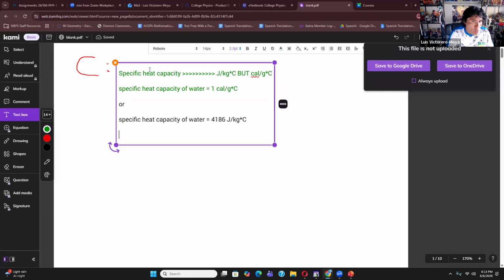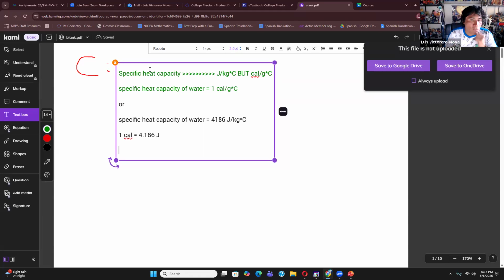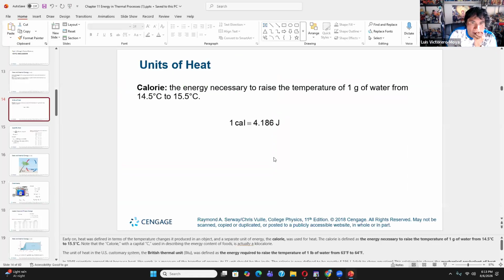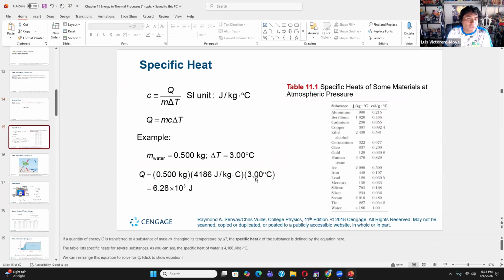So from there, we get that 1 calorie is with grams, and 4,186 joules is with kilograms. So we divide by 1,000, that's 4.186 joules. That's where your conversion comes into place, right? So that's what this means. So then a specific heat or specific heat capacity is defined as the amount of heat divided by the mass times the change in temperature.